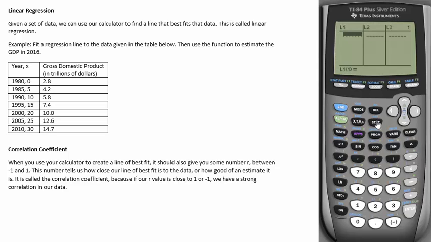Okay, so in L1 we want to put our years. You can either put in the actual years, or a lot of times we start the first year at 0, and then all of the years later on are how many years after our initial year. Either way basically gives us the same data, it just gives us a slightly different equation, and usually we want the equation where we've done 0, 5, 10, and so on. In L2 we put our second column, which is the gross domestic product in trillions of dollars.